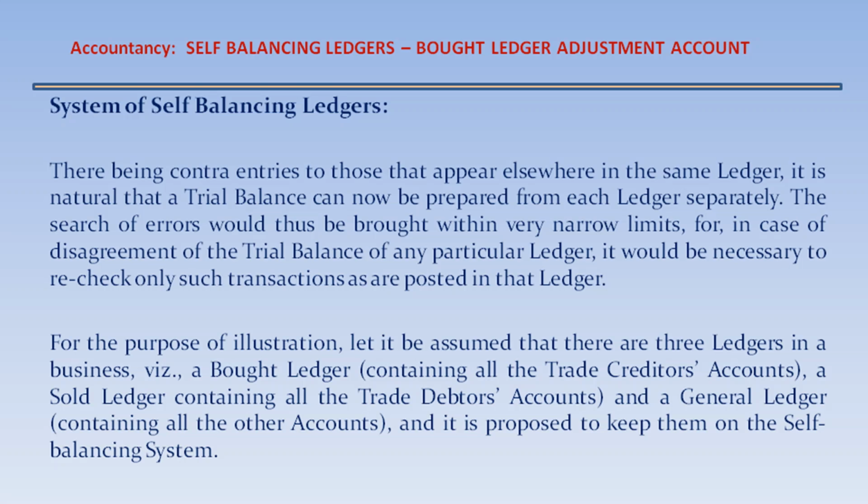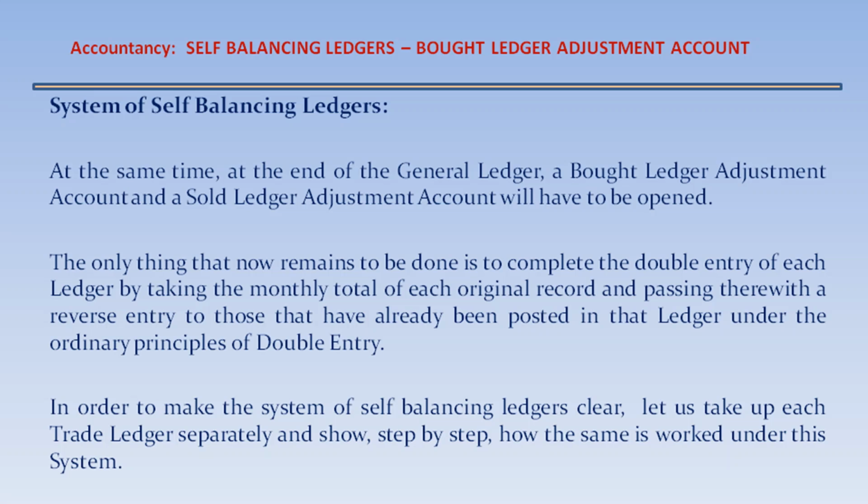For the purpose of illustration, let it be assumed that there are three ledgers in a business, that is, a bought ledger containing all the trade creditors accounts, a sold ledger containing all the trade debtors accounts, and a general ledger containing all other accounts, and it is proposed to keep them on the self-balancing system. At the same time, at the end of the general ledger, a bought ledger adjustment account and a sold ledger adjustment account will have to be opened.